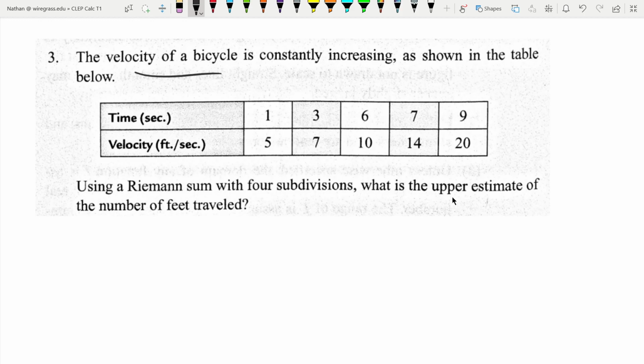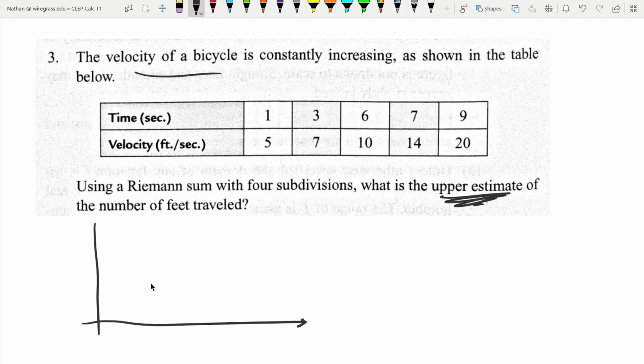And really what we're asking here is what's the upper estimate of the number of feet traveled? Well, we have velocity, right? Number of feet traveled, that's the integral of the velocity. And it specifically wants us to find the upper estimate, which is what we need because we have to do a Riemann sum for this. We don't have a function to integrate. So let's graph this data and see what we get.